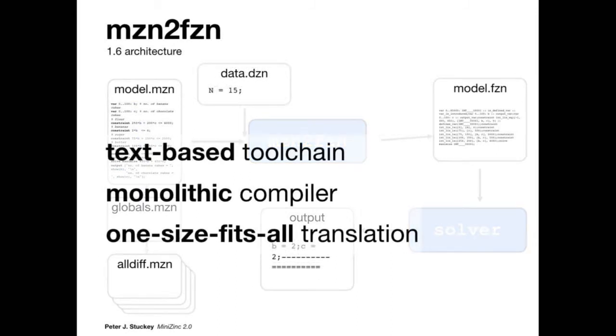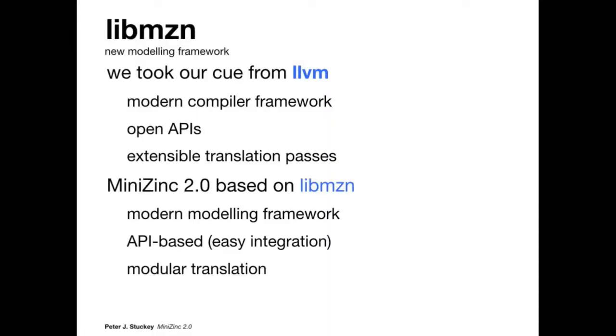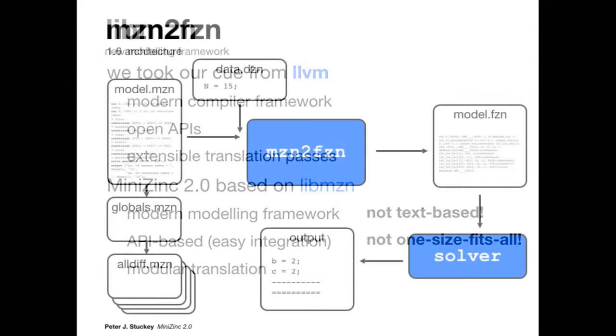And the problems with it were a text-based toolchain, this rather monolithic compiler, and a one-size-fits-all translation. So when we went to 2.0, basically we took our cue from LLVM. We said, okay, what's a modern compiler framework? Because effectively what we're doing is compiling models and data into programs for specific solvers, and we want to use the same ideas. So basically we've got an API-based approach and a very modular transformation, which can be easily modified so that when you add a new solver or when we want to improve the language, we can do that easily. So not text-based, not one-size-fits-all.